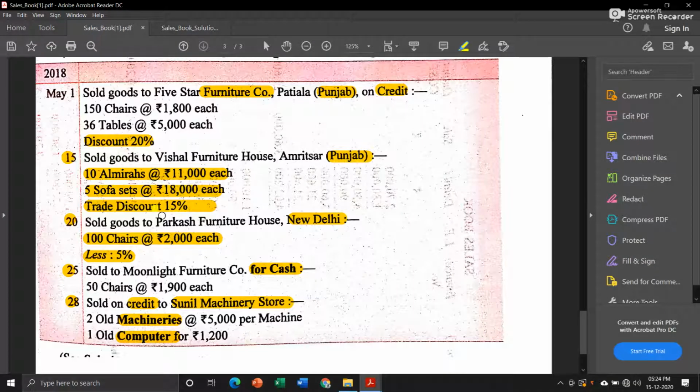In the purchase book, as in our previous session you have seen, we used to record only credit purchases of goods, not any other material or asset. Okay, just like that in the sales book also we have to see what we are selling. Is it our business's goods or something else?